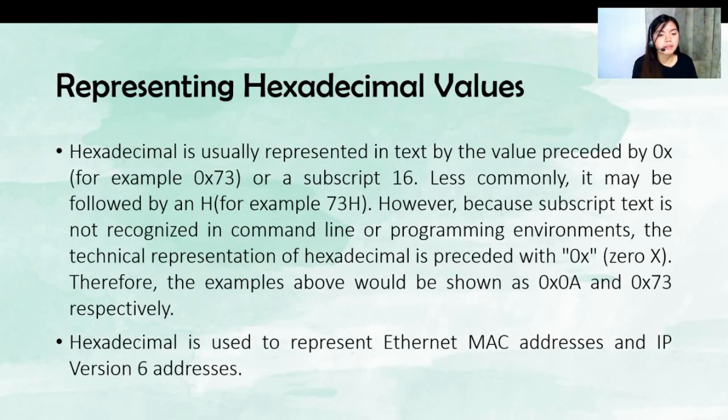Representing hexadecimal values. Hexadecimal is usually represented in text by the value preceded by 0x. For example, 0x73, or 73 with a subscript 16. Less commonly, it may be followed by an H, for example 73H. However, because subscript text is not recognized in command line or programming environments, the technical representation of hexadecimal is preceded with 0x. Therefore, the examples above would be shown as 0x0A and 0x73 respectively.